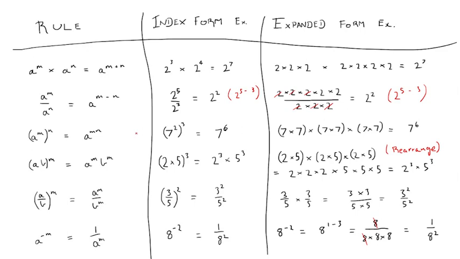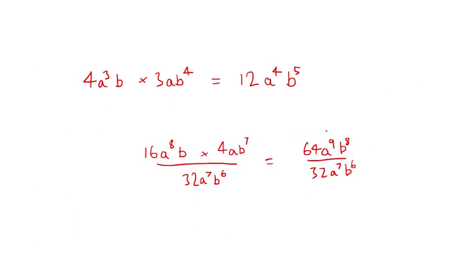Now, I need to remember that on my fraction, a to the power of m divided by a to the power of n is a to the power of m minus n. So what's m and n? Firstly, let's just simplify this. Common factor of 64 and 32 is 32. If I divide 64 by 32, I get 2. Then a to the power of 9 and a to the power of 7.